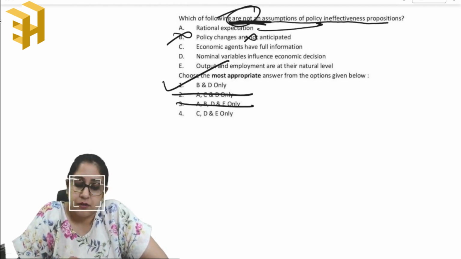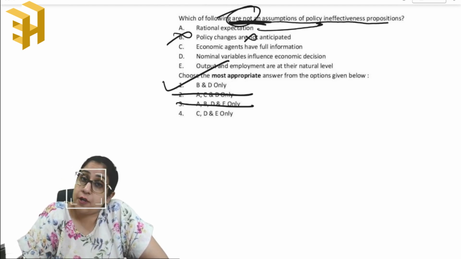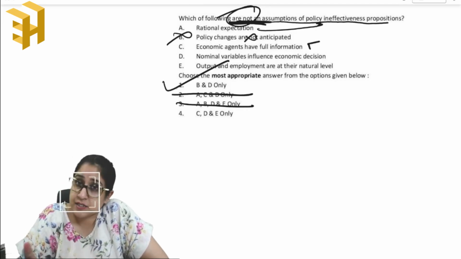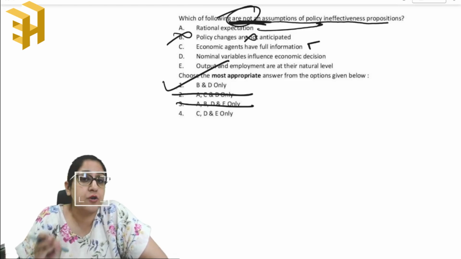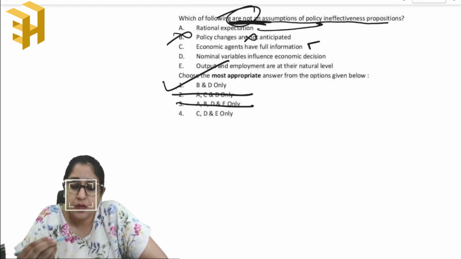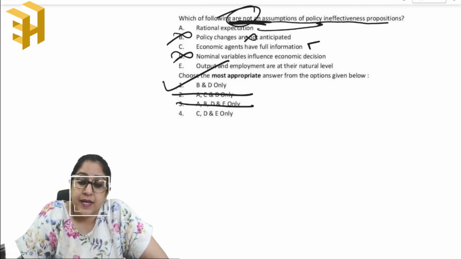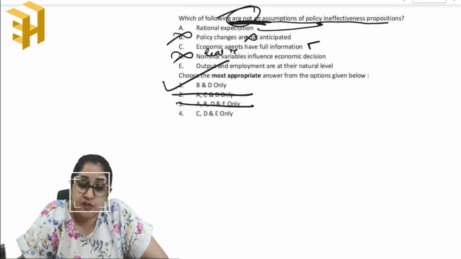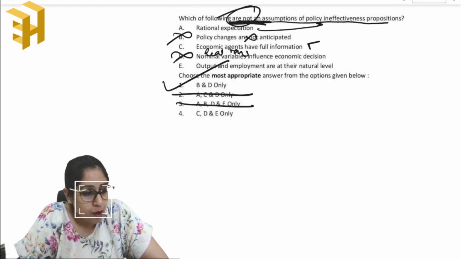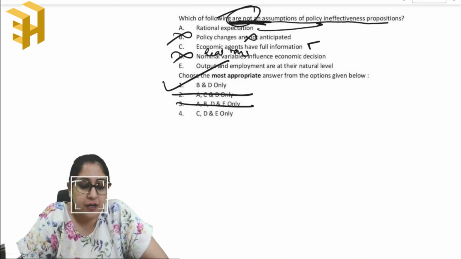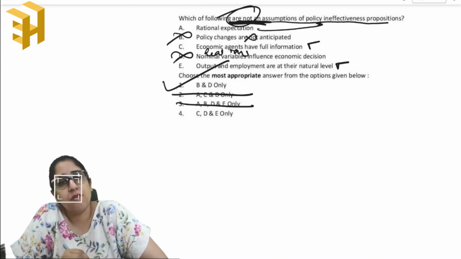Then C, economic agents have full information. This is true. Indeed, policy ineffectiveness is simply because agents have complete information. Then, nominal variables influence economic decisions? Wrong. It is the real variables. Let's not forget, they are still influenced by the classical school of thought. Then, output and employment are at their natural level. That's true. This is one of the assumptions of policy ineffectiveness. So first is the right answer.